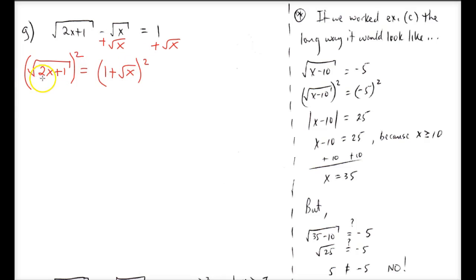So square root of 2x plus 1 squared is just 2x plus 1. And on the right side, we are going to multiply this out. And if we do that, we'll have 1 plus 2 times square root of x plus square root of x squared, which is just x.